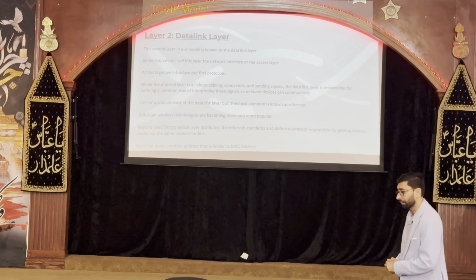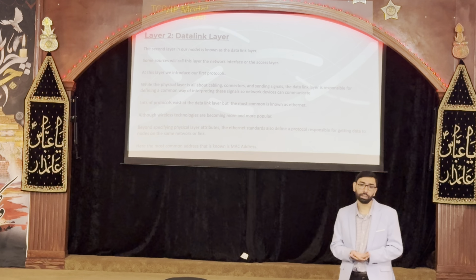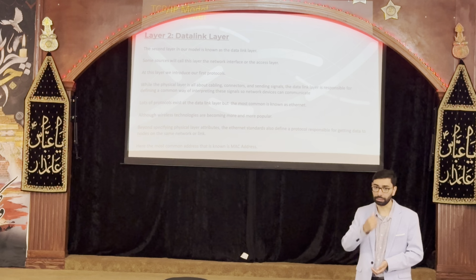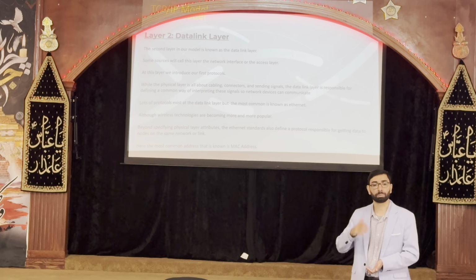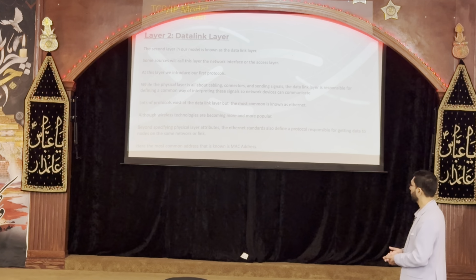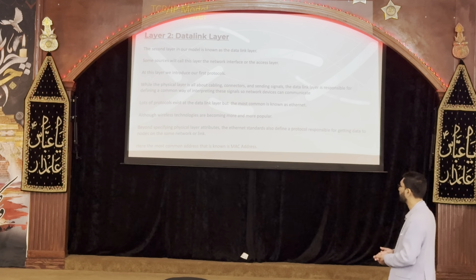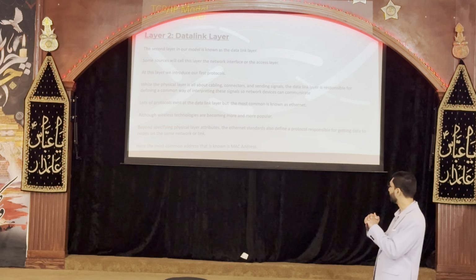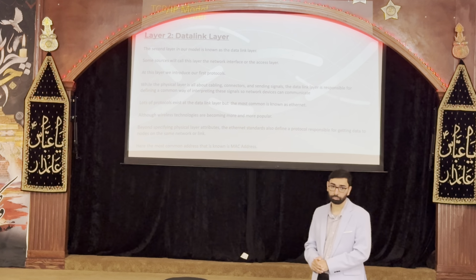So at this layer, the intelligence starts to come up. The intelligence starts to build up. Why? Because there are some protocols being used over here. There are some standards being used over here. There are some devices that operate purely on layer 2. While the physical layer is all about cabling, connectors and sending signals, the data link layer is responsible for defining a common way of interpreting these signals so network devices can communicate.